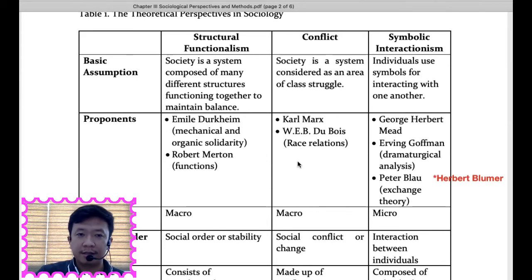So may mga proponents, ang mga iba't ibang schools of thought na ito sa sociology. For example, pinaka-advocate ng structural functionalism would be Émile Durkheim, a French sociologist. No? Kasi dito pinapakita niya yung kahalagahan ng solidarity in society. So all institutions perform their functions, and because they perform their functions, na appreciate natin yung mga ginagawa nila, na function nila.